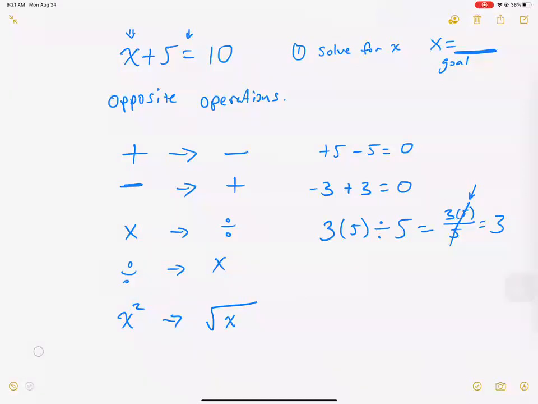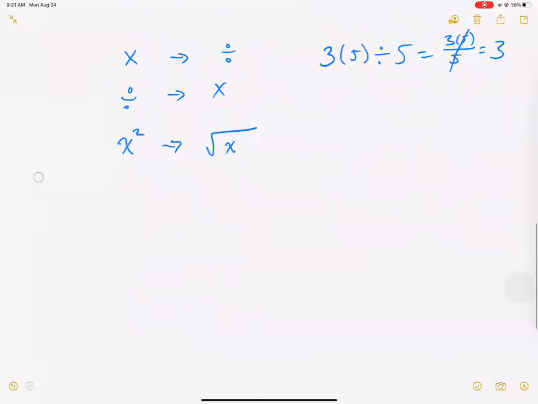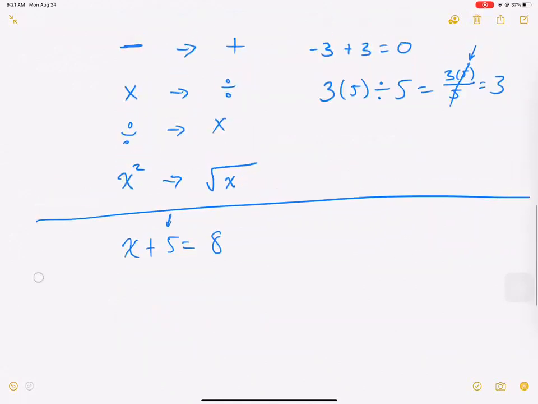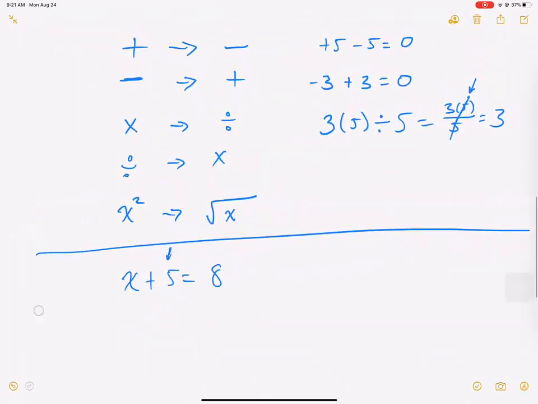So let's go ahead and look at our original problem again. If it's x plus 5 is equal to 8, what is the opposite operation of plus 5? Looking back at our chart up here, the opposite operation of plus is minus.